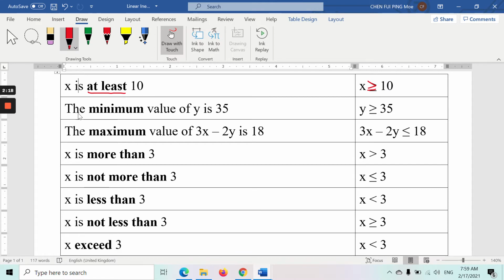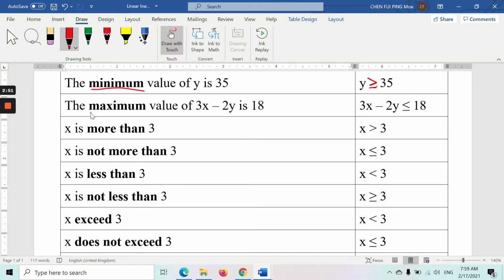Okay? And then if you see minimum, the minimum value of y is 35. Nombor terkecil untuk y ialah 35. Maksudnya sekurang-kurangnya dia mesti melebihi 35. So y greater equal. If you see minimum value, it means greater equal. 这个最小的数目是35，意思讲要35以上。So 大过等于.